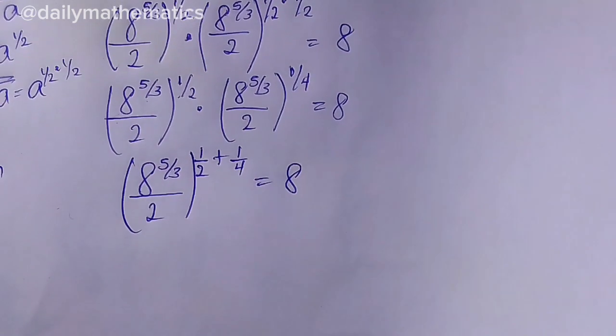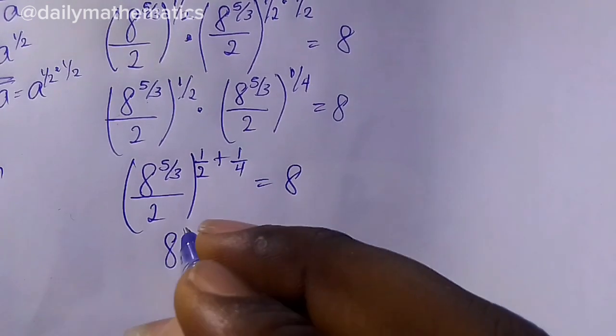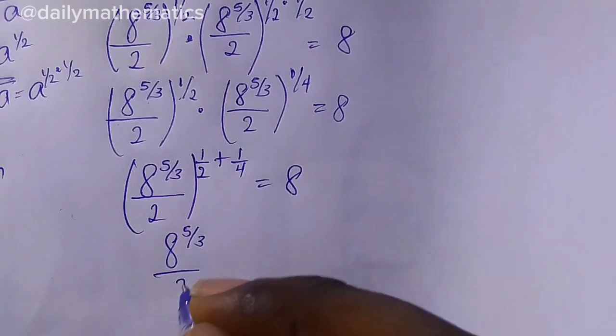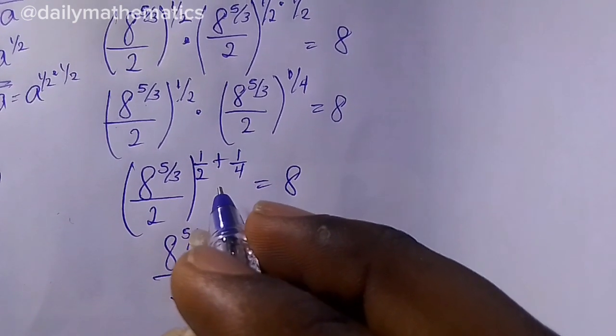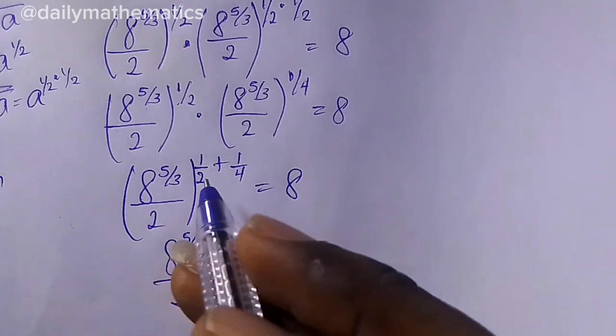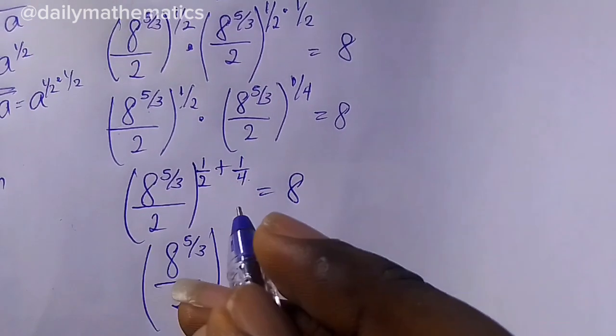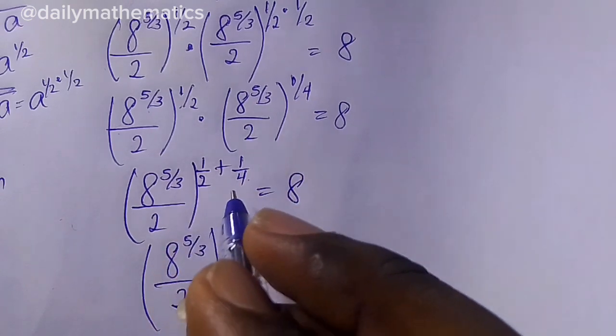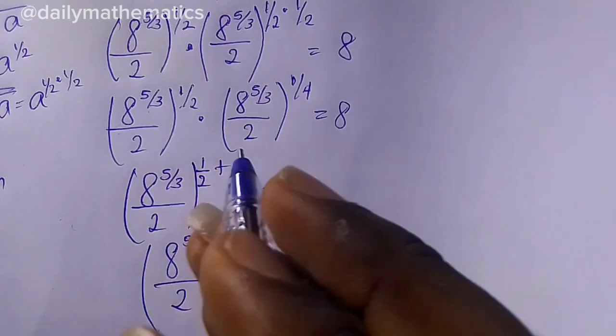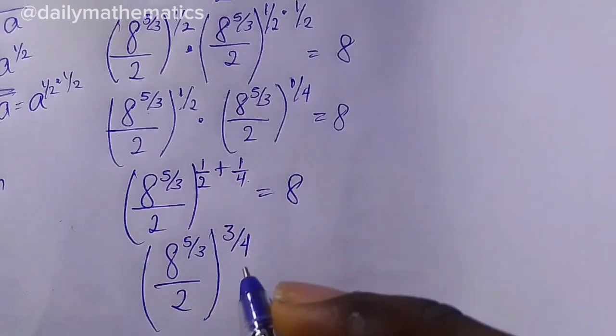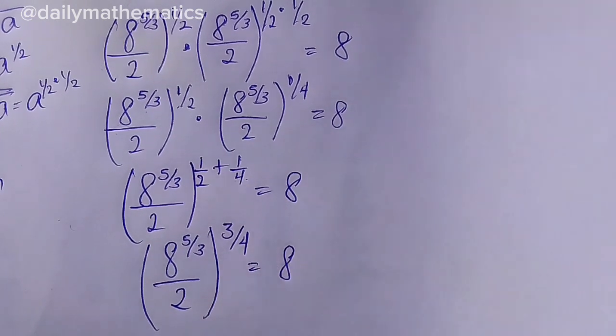So now what's the next thing we're going to do? 8 raised to the power of 5 over 3 over 2. Now 1 over 2 plus 1 over 4, what will it give us? It's going to give us 3 over 4. How? 1 times 4, 4. 1 times 4, 4 plus 1 times 2, 2. That's 4 plus 2, 6. 6 divided by 8, that's going to give us 3 over 4 equals 8.